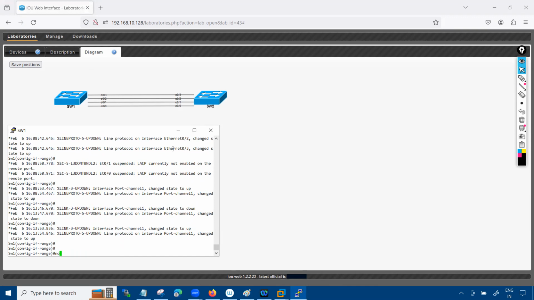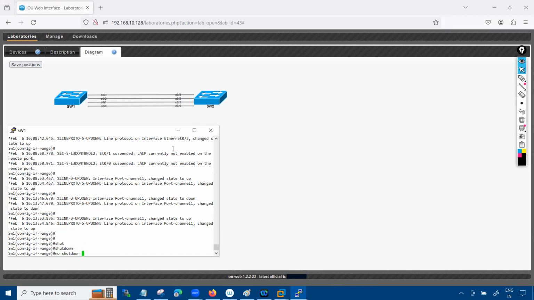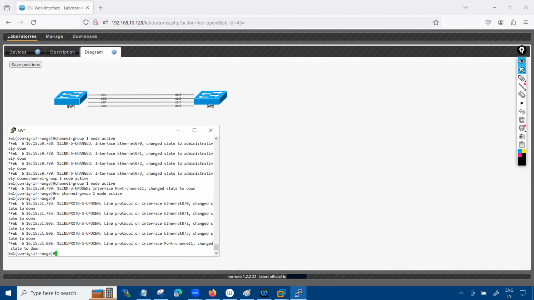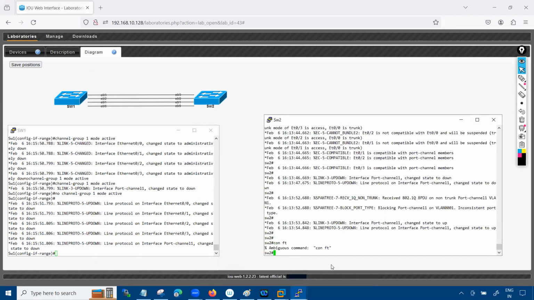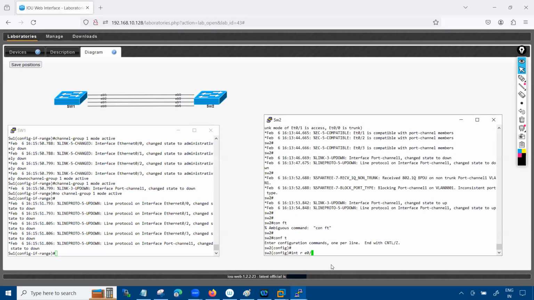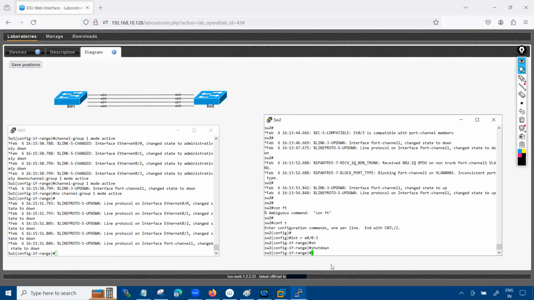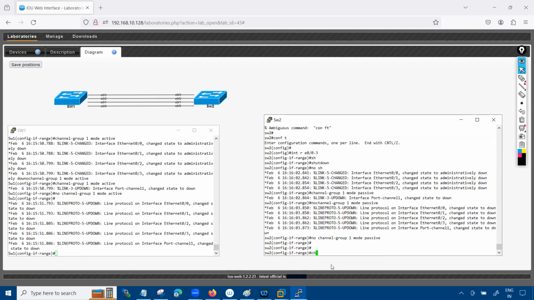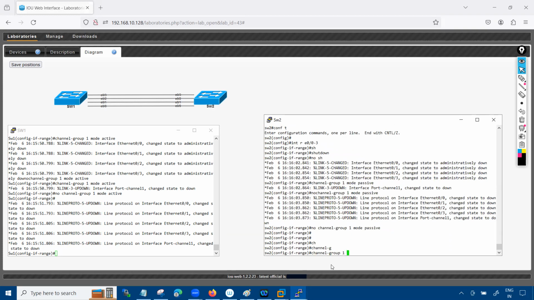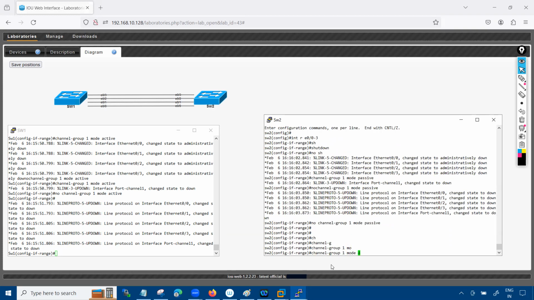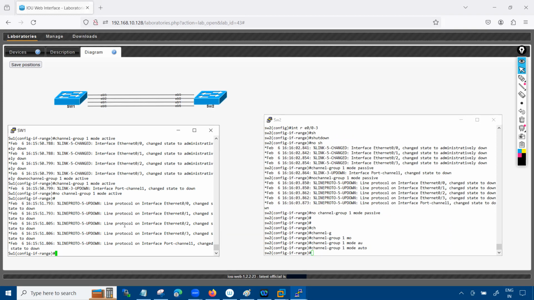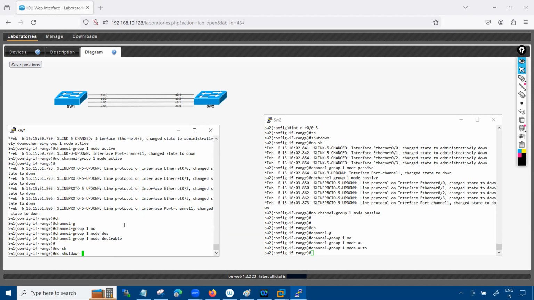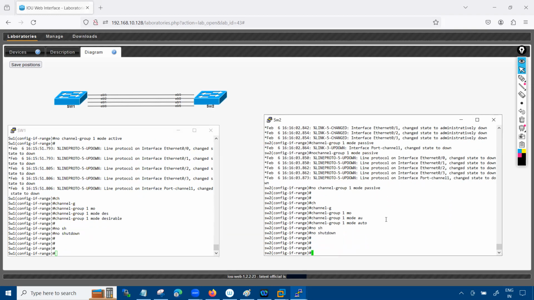So I'm going to shut down this interface first of all, and I'm going to remove this. Same thing on switch two right now. Shut down, and I said no channel group. Now I say channel group 1, and then the mode will be auto. And on switch one I say channel group 1 mode desirable. No shutdown. No shutdown.